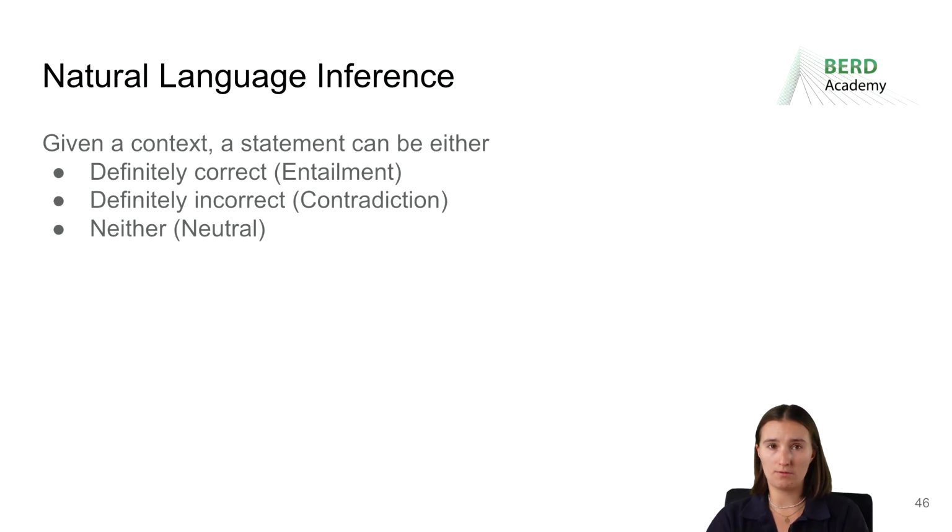a three-way classification task, where the question is, given a context, which is a sentence already, then another sentence, another statement, can be either correct, which is then called entailment. It can be incorrect, which is a contradiction, or it can be neither, so you cannot say whether it's correct or incorrect. This would be a neutral case.